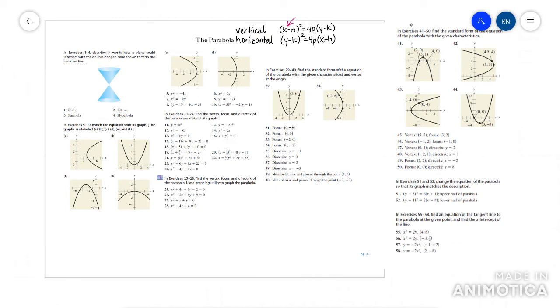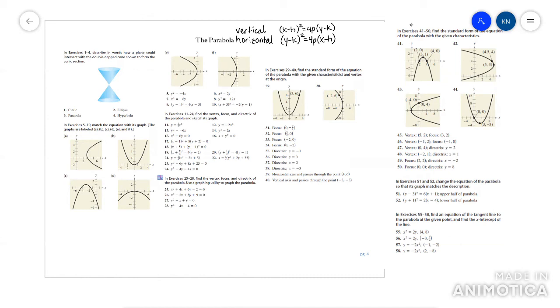For example, if you saw an equation like number 5, it says y squared equals negative 4x. Well, the y has the square. So that means this is going to be a horizontal parabola. So it's going to open either to the left or to the right like that.